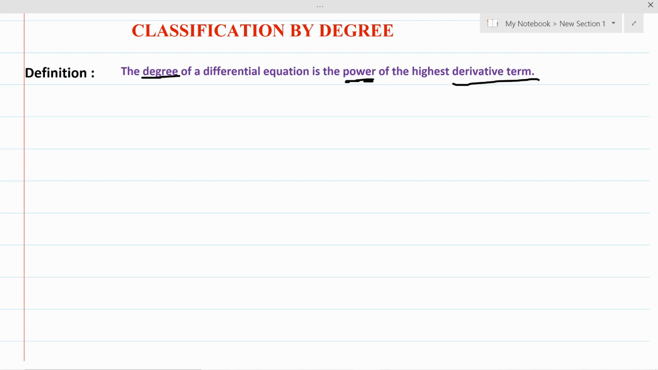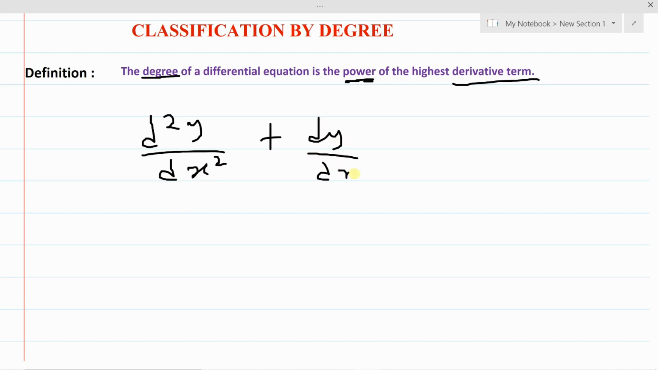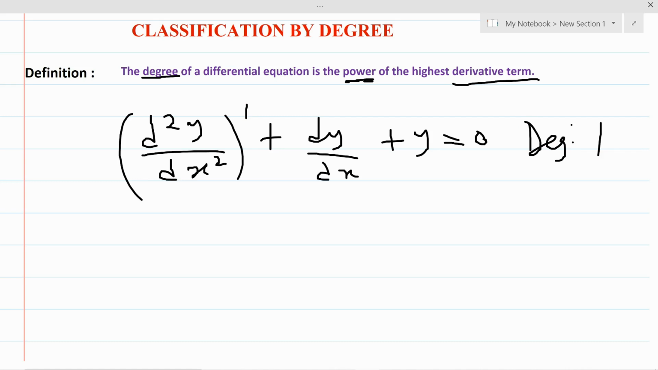So if I have a derivative like this, let's say d squared y dx squared plus dy dx plus y equals 0, what is the highest derivative term here? The highest derivative is the second derivative, d squared y dx squared. And what is the power of the whole of this? It is 1. So the degree of this is 1.